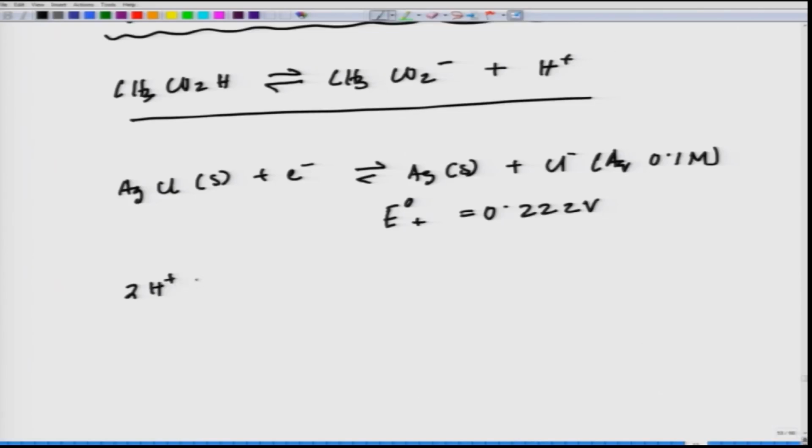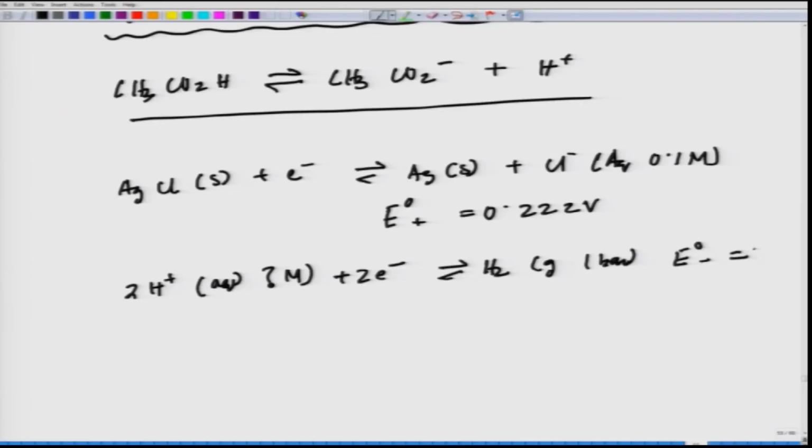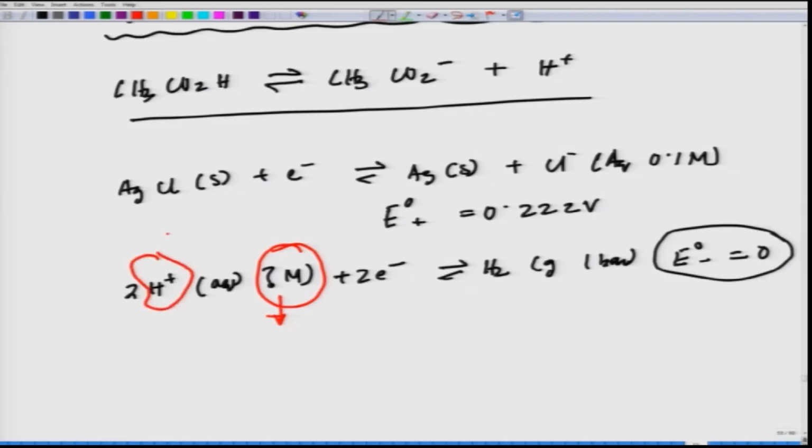2H plus aqueous, we do not know how much is the molarity, plus 2 electron, giving rise to hydrogen gas at 1 bar, and E0 negative is equal to 0. This is what we are assuming. So, what we do not know is the concentration of these H plus ions.